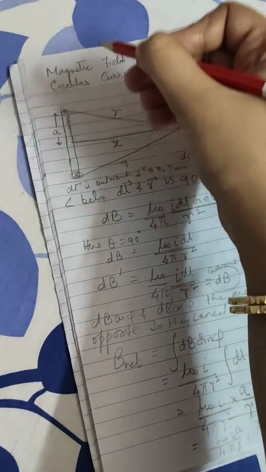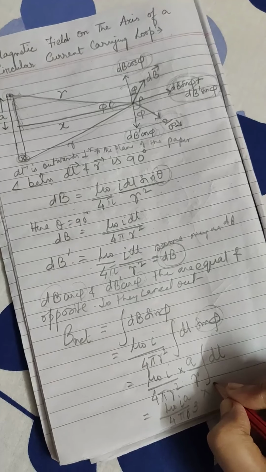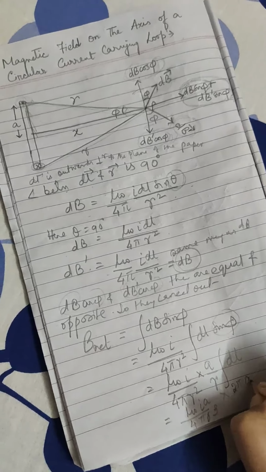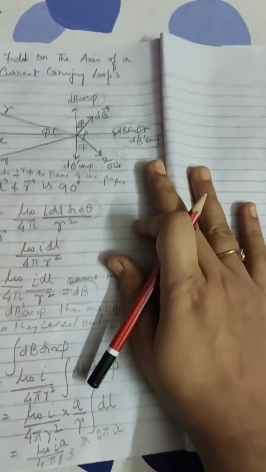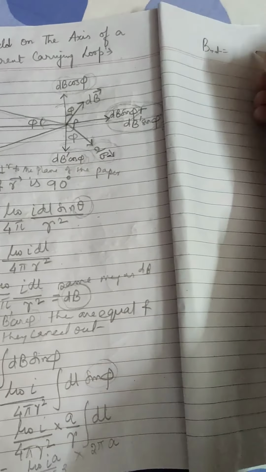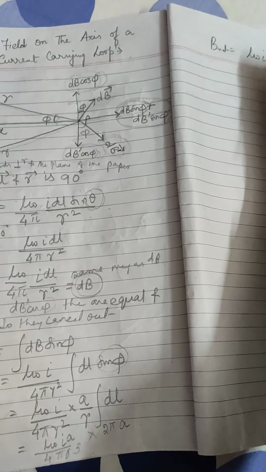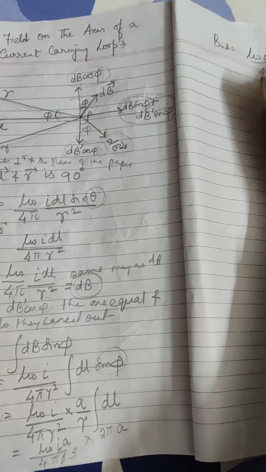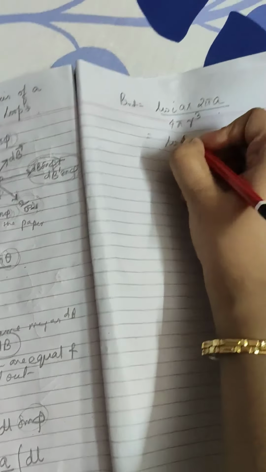You are integrating dl over the entire length of the circle, meaning the circumference of the circle, so 2 pi a. So ultimately you are getting B net equal to mu naught I a into 2 pi a by 4 pi r cube. That is mu naught I, 2 pi and 4 pi give you 2 I a square by 2 r cube.